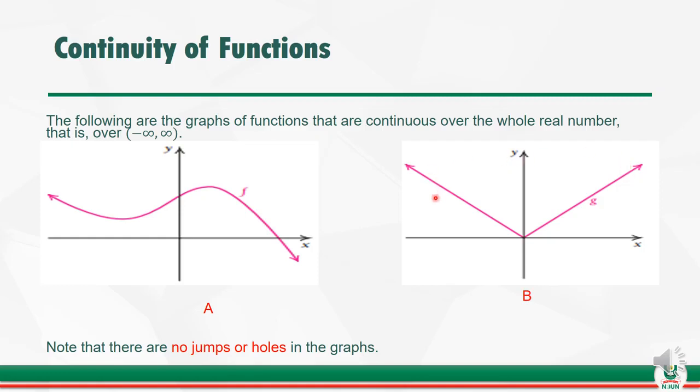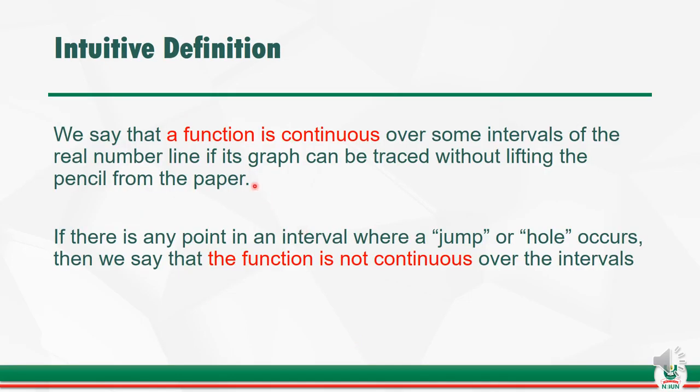This is what we call the layman definition of continuity of function. We say the two graphs are continuous. You can see here, note that there are no jumps or holes in the graph. That tells us that this is continuous. Let me state the intuitive definition of continuity. We say that a function is continuous over some interval of the real number line if the graph can be traced.